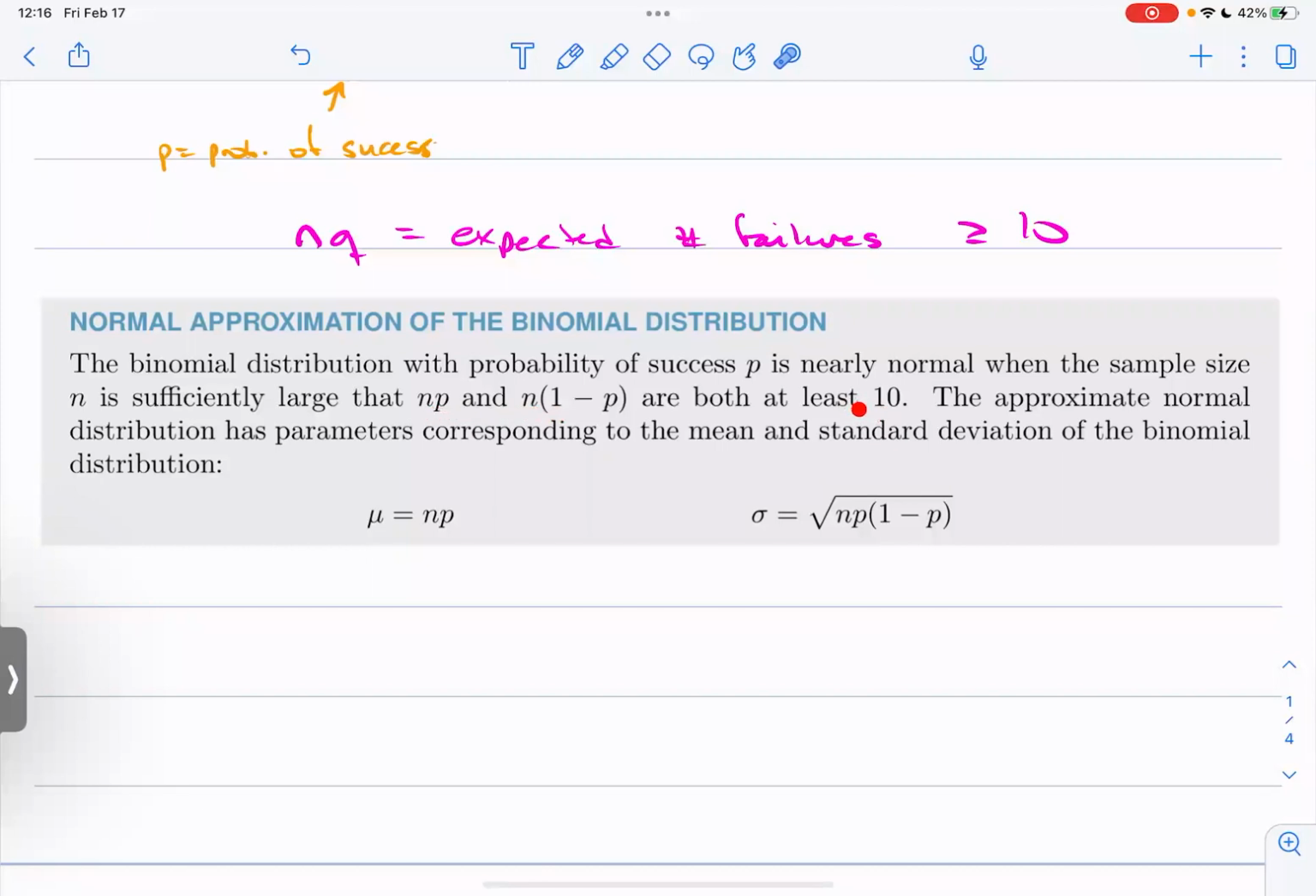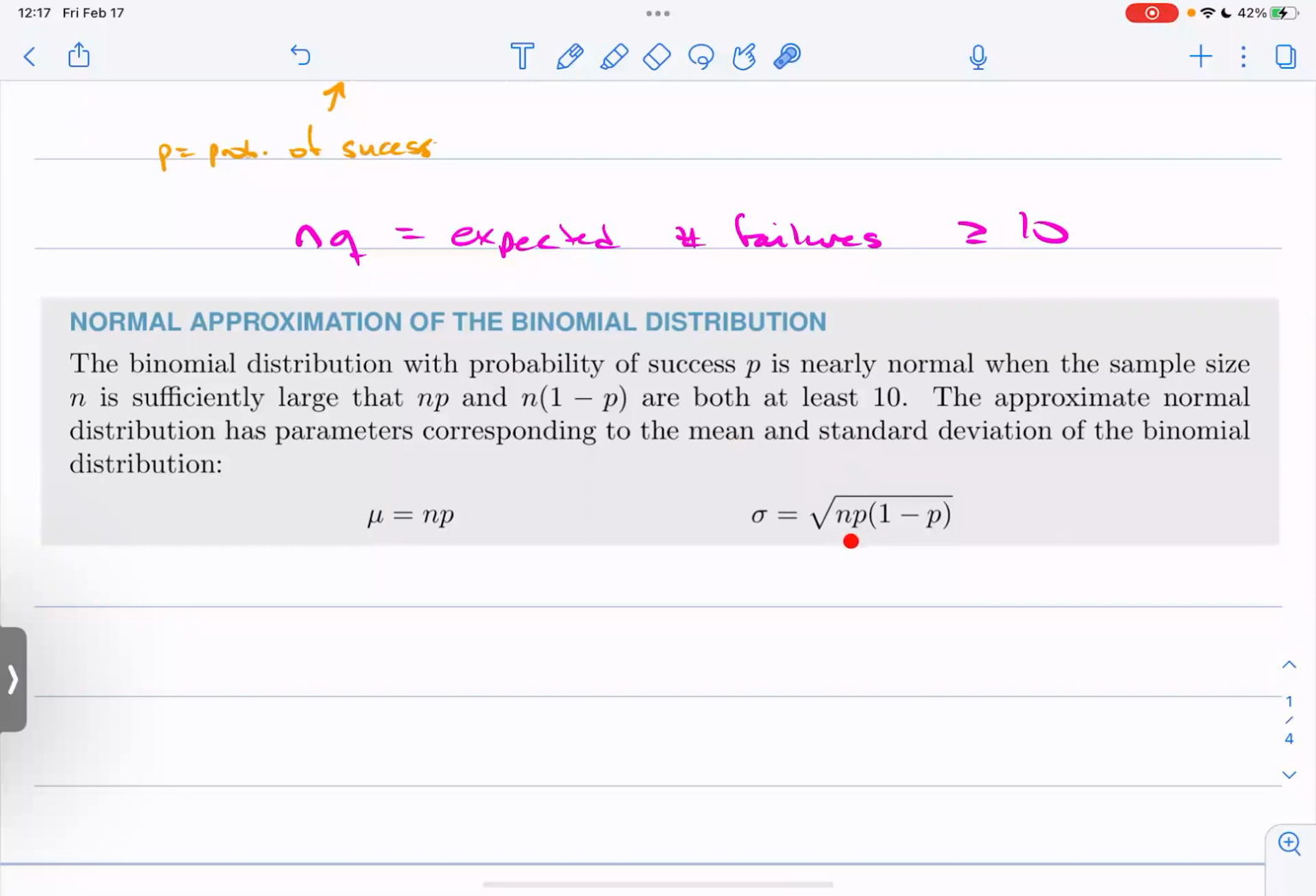There's actually no news here. We've already talked about this. The approximate normal distribution has parameters. Let's remind ourselves what parameters are. Parameters are measurements from the population. So it has parameters corresponding to the mean and standard deviation of the binomial distribution. Okay. So what we're going to find is that the mean of the binomial is n times p. It's the expected number of successes. A little bit sneakier is the standard deviation.